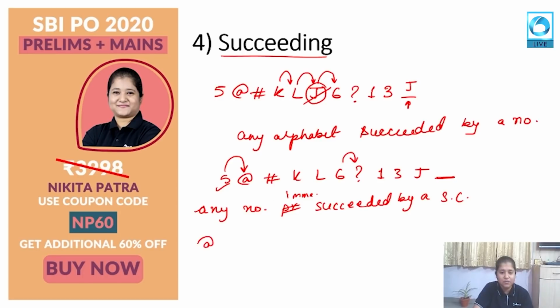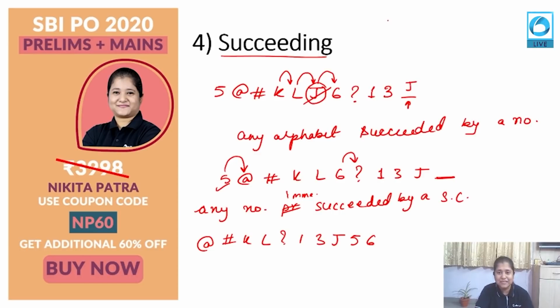So ये जो आपका sequence बन जाएगा, this is your @ # k l ? 1 3 j, and then you have to arrange them in the increasing order. Let's say increasing order में, so we have to arrange them as 5 and 6. I hope this is clear to everyone. So this is the meaning of preceded and succeeded.